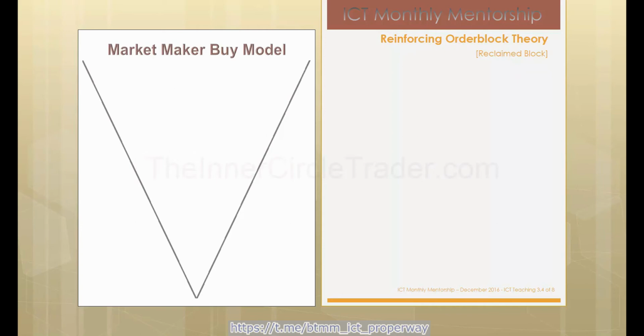Enforcing order block theory and reclaimed blocks. Okay, we're going to be looking at the market maker buy model first.